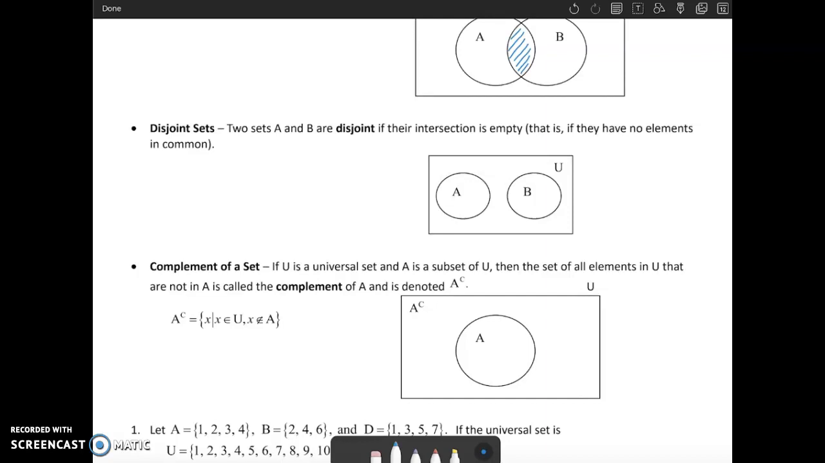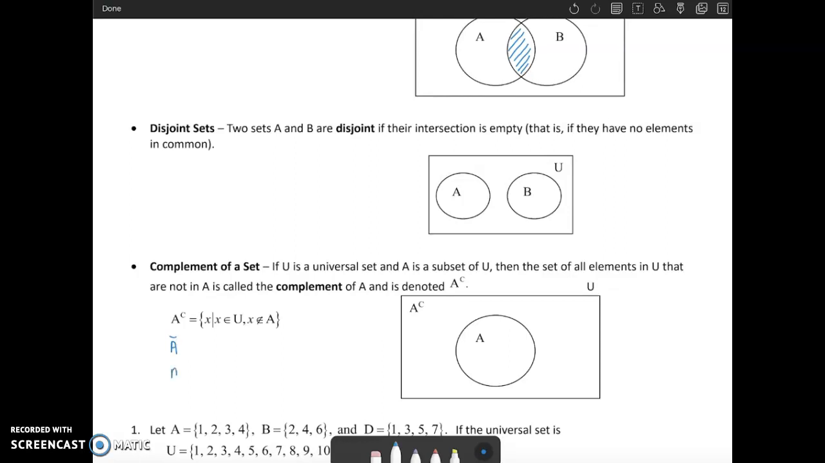And then we have what we call the complement of a set. So if you have your universal set, and A is a subset of U, so you have your A circle inside your universal set rectangle, then the set of all elements that are in U but are not in A is called the complement of A, and we denote that A with a superscript C. Other ways that sometimes that's denoted is A with a line over the top. That is a different notation for A complement.